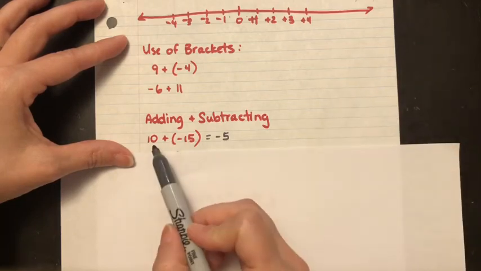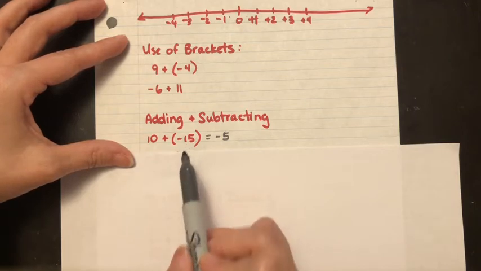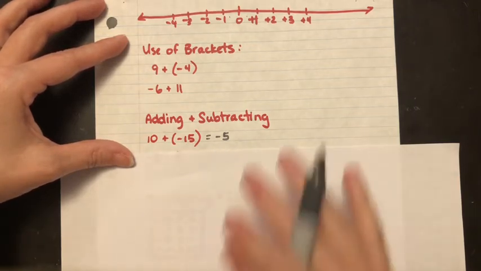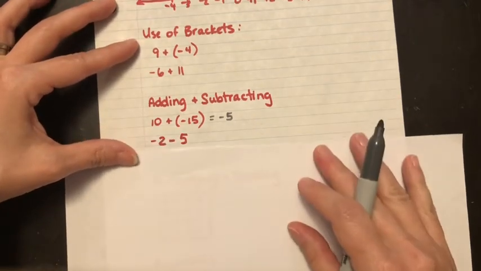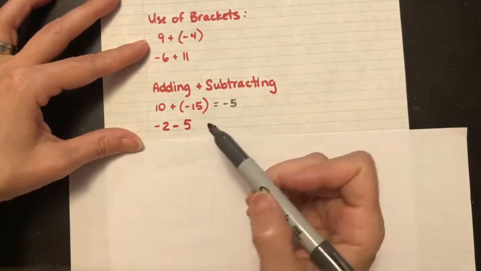Because we're going to match up our 10 reds with 10 of the 15 blues, and they make a zero pair that's worth nothing. And I'm left with 5 blues. So if you can imagine that, that's how the adding works. Subtracting is a little bit more difficult when we're thinking about it like this.